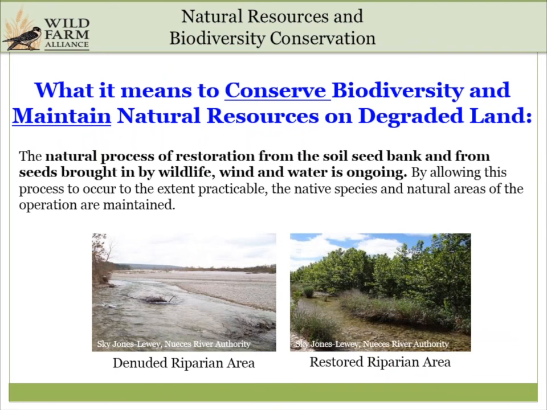What it means to conserve biodiversity and maintain natural resources on degraded land. So for instance, imagine a farmer obtains a new piece of land and there's nothing there but the soil. Can they maintain that, and is that good enough, that's maintaining natural resources? Well, no, because part of biodiversity is natural processes of restoration, and that occurs when the soil seed bank and seeds brought in from wildlife germinate, and the process of this restoration occurs naturally when allowed.